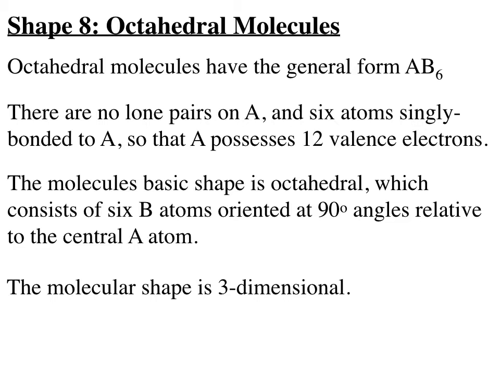So there is a huge number of BAB 90-degree bonds connecting first the 4 equatorial Bs in the center, and then 2 axial Bs above and below those central ones. There's a lot of symmetry, as we will see, to this shape, and it is also 3-dimensional because of the arrangement of all these Bs around the central A.